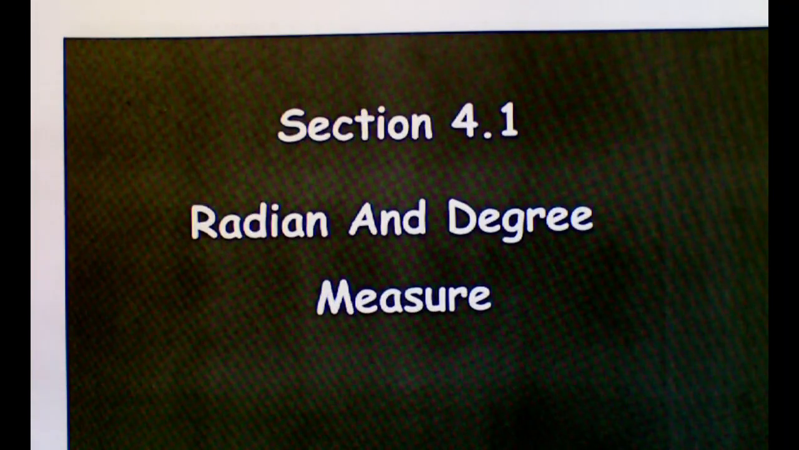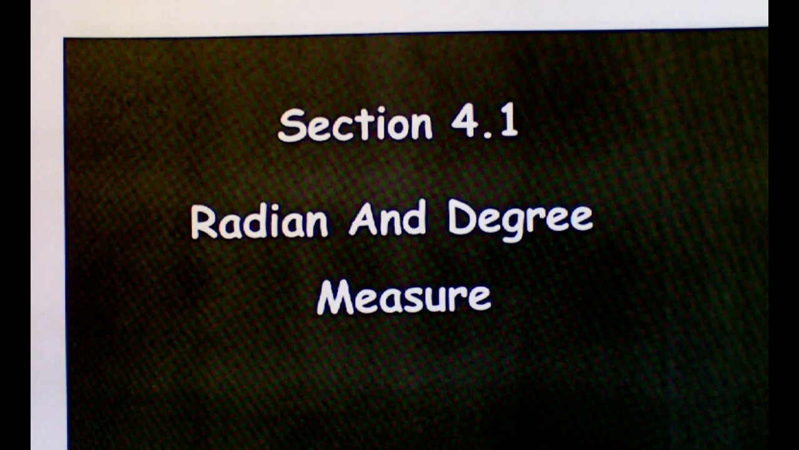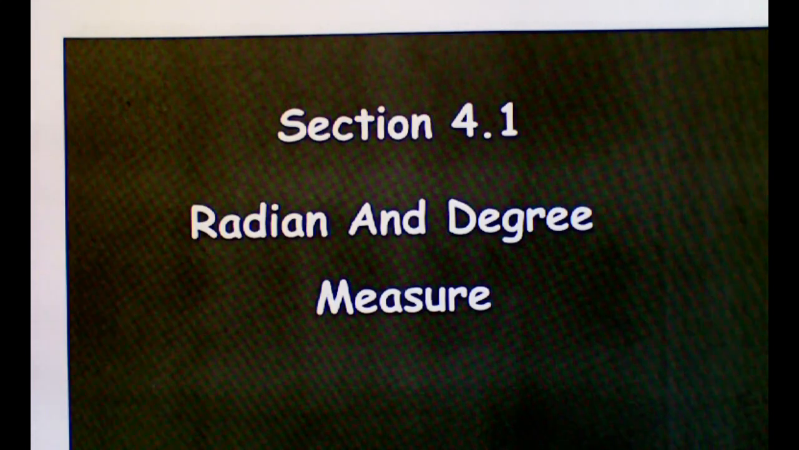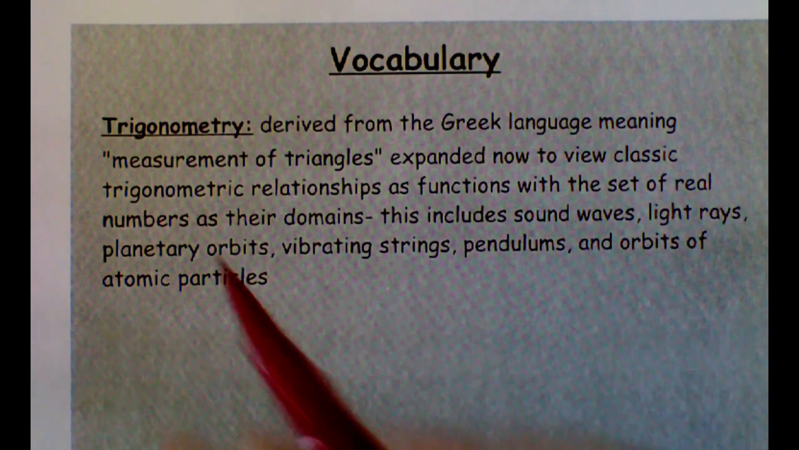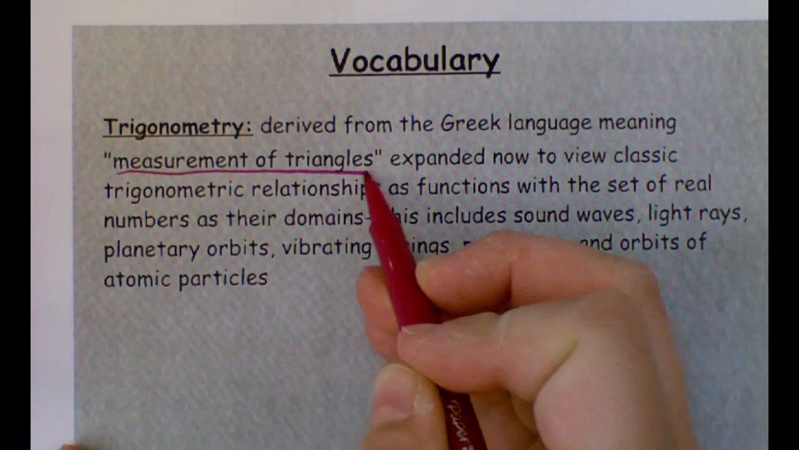All right, this is the start of chapter 4. This is section 1, radian and degree measure. So we're going to start off with some vocab. Trigonometry is derived from the Greek language meaning measurement of triangles. So if you're wondering what to write in your notes, boom.